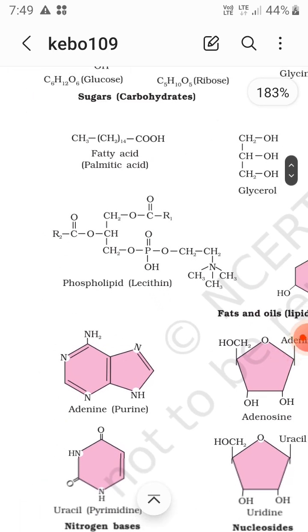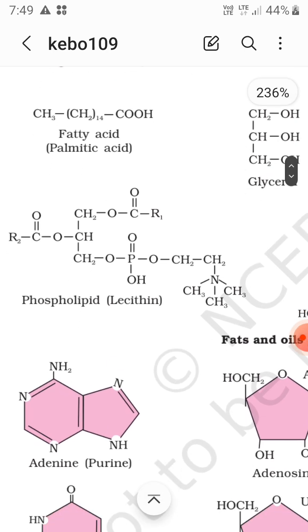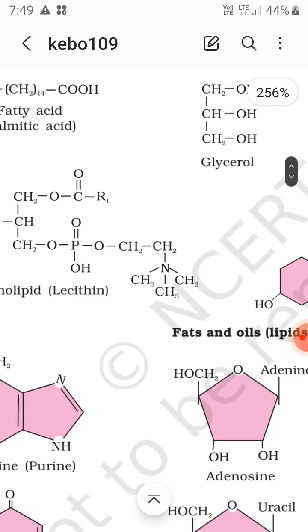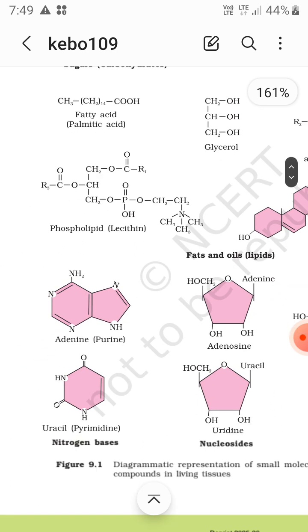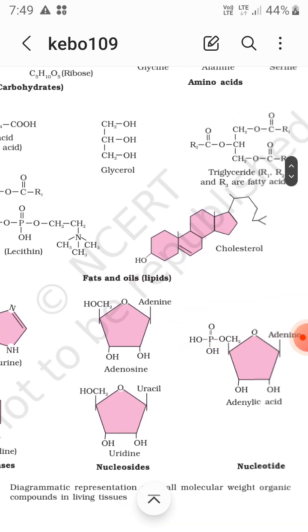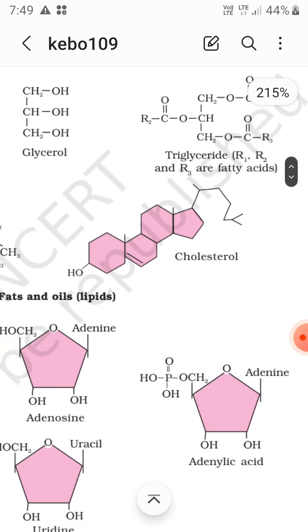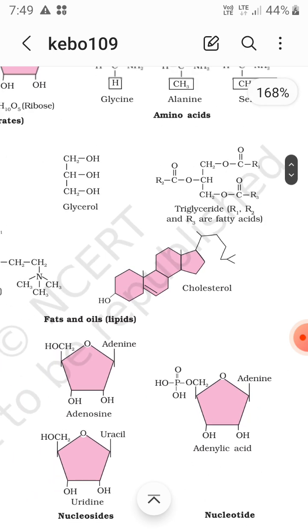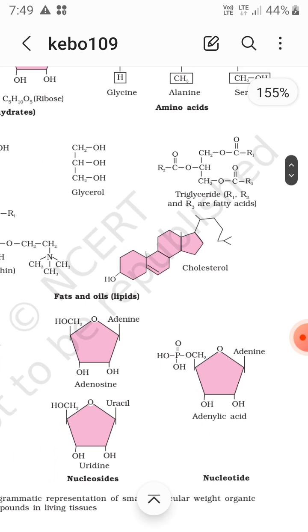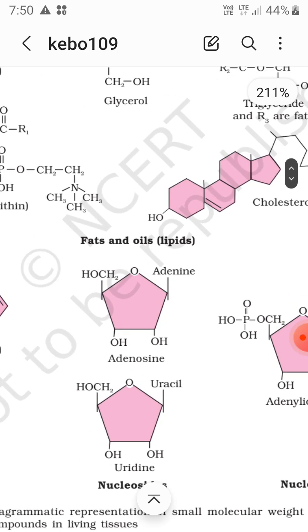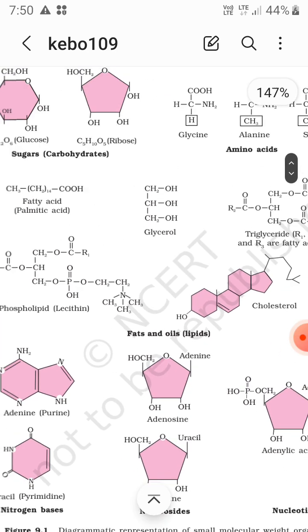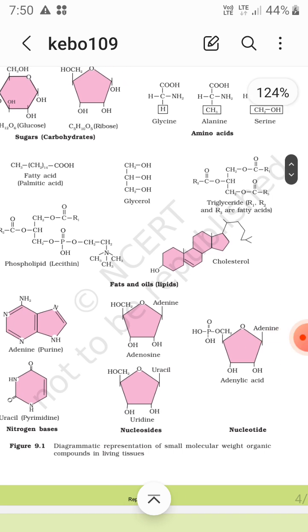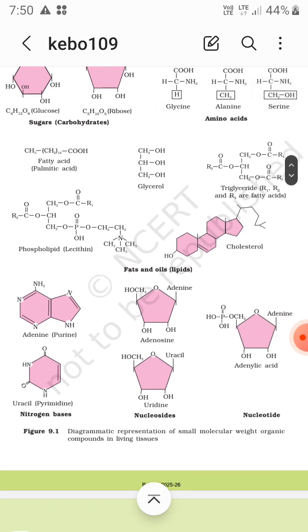Then the phospholipid, that is lecithin, found in cell membrane. You can see R1, R2, and there is a phosphate compound, and then N with CH3, CH3, CH3. So this is a phospholipid. Remember the structure. This one is cholesterol, OH on this side. 1, 2, 3, 4, four rings are present in cholesterol. These are fats and oils. All these are lipids.